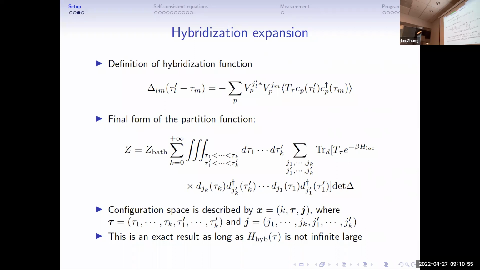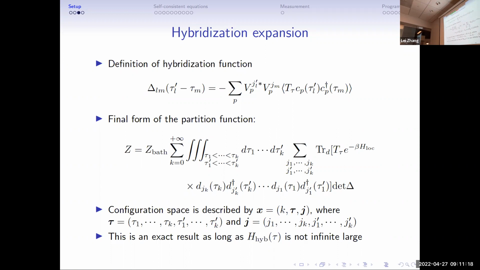So the non-interacting Green's function can be written as 1 over frequency minus pole location. That's exactly that Green's function. This part contains the epsilon k. And this is the final expression of the partition function in the hybridization expansion definition.